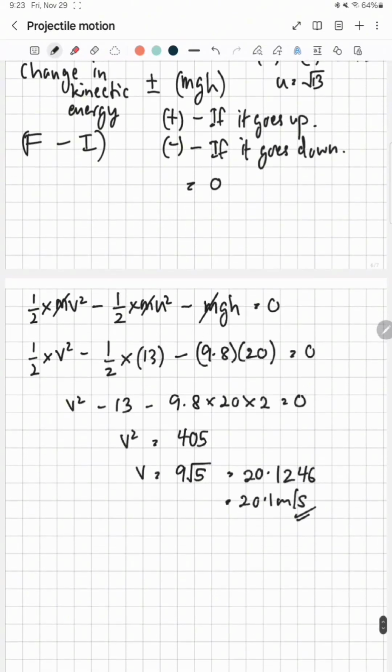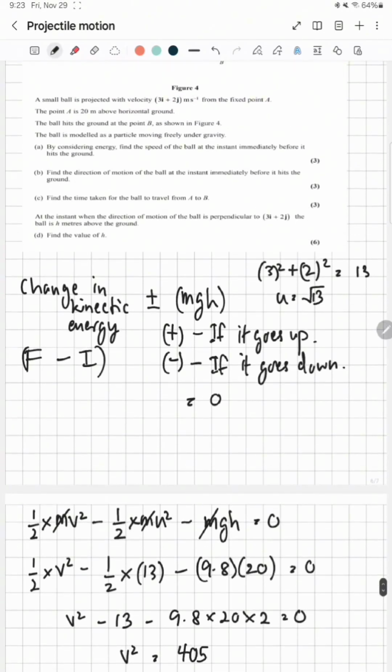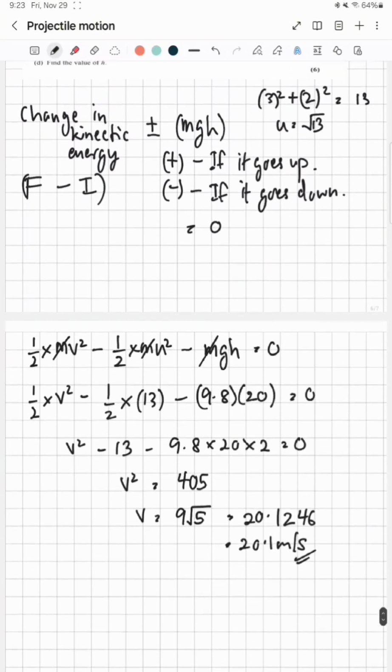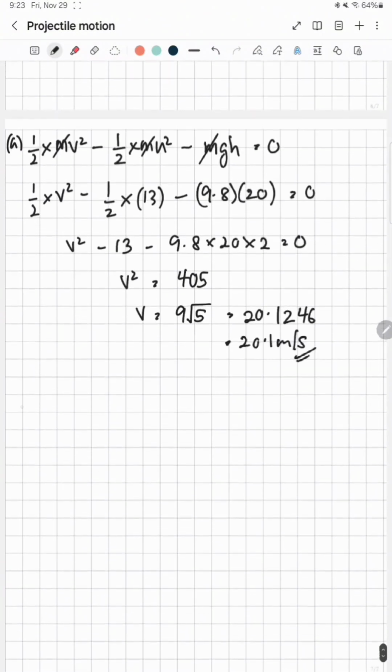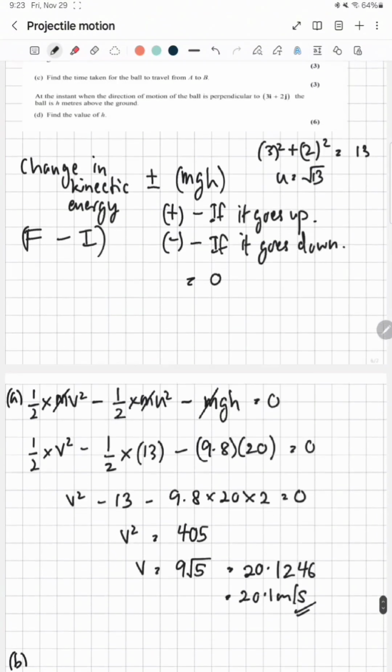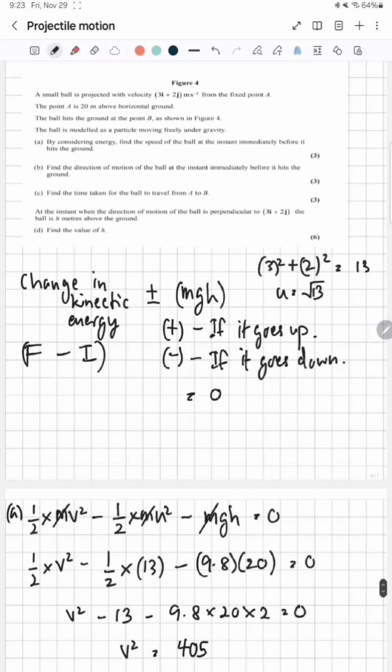So when you're using the speed, even if they say something else in the question, just always use this. Don't use the decimals, because 9 root 5 is more accurate than the other values, right? Okay, so that's your first part. Part B, they say find the direction of motion of the ball at the instant immediately before it hits the ground. Okay.